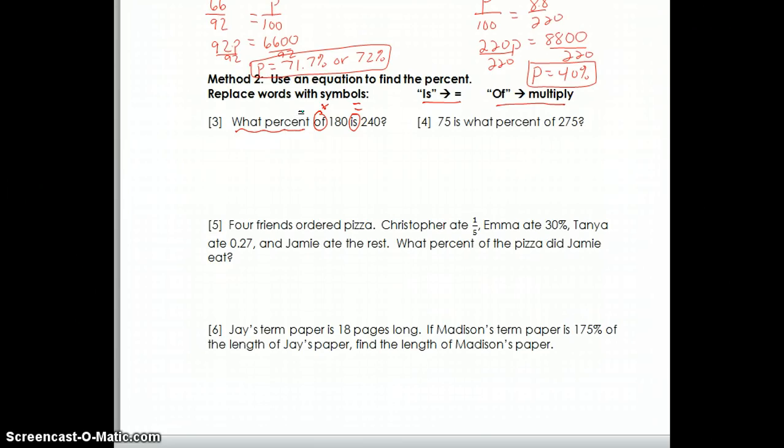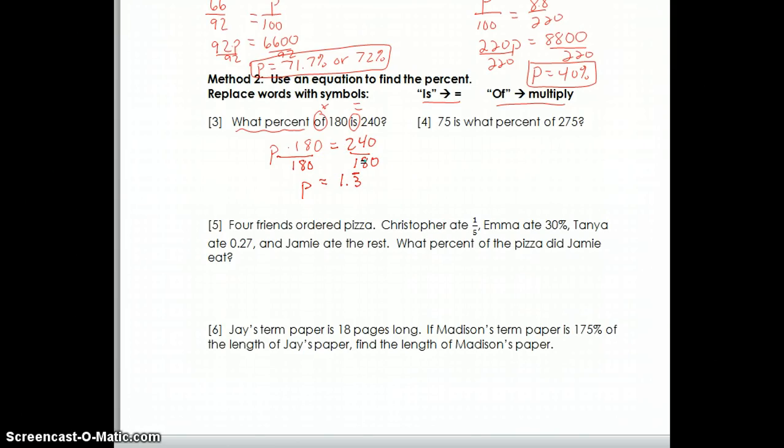Now it says what percent, we don't know what percent, so we're just going to call this P. So it says that percent times 180. Is means equals, so we're just going to bring that straight down. 240. Now we have an equation. We want to isolate this variable, so we have it multiplied by 180, so we want to divide by 180. What we do to one side, we have to do to the other. So at this point, we do this division. We can just plug that into the calculator. We get our answer to be 1.3 repeating.